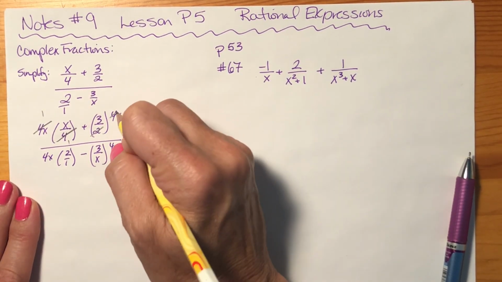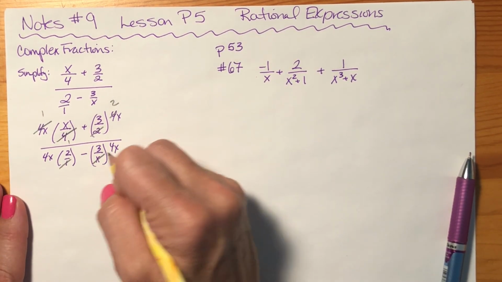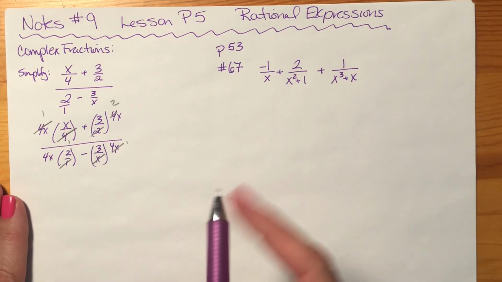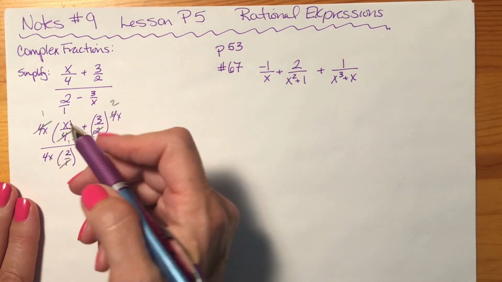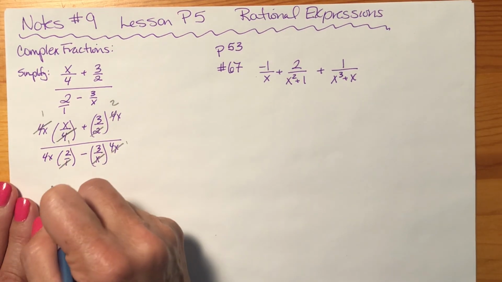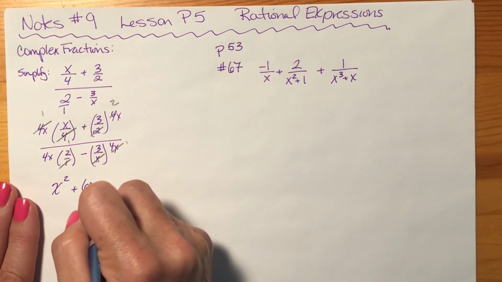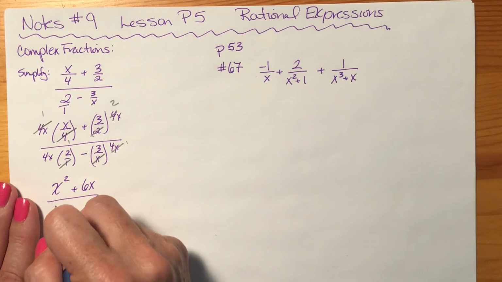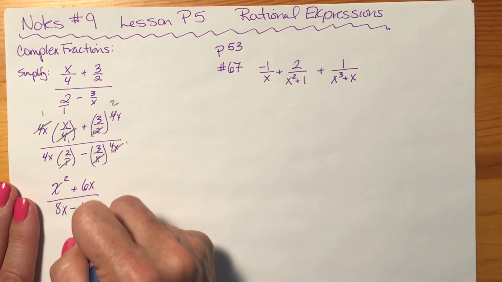My 2 is going to go into 4 2 times. This 1, well, that's really nothing, isn't it? And this x is going to divide out here. Look at what has happened. All of my denominators have, poof, disappeared. So I'm left with x times x, so x squared plus 6x over 4x times 2, that would be 8x, minus 3 times 4, which would be 12.